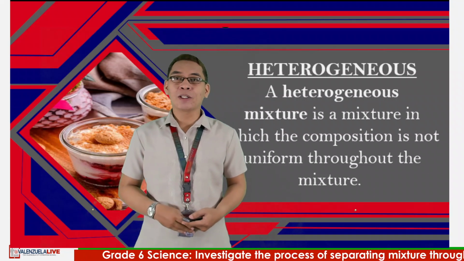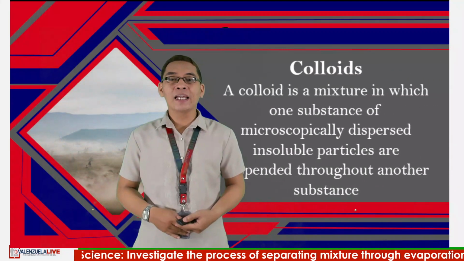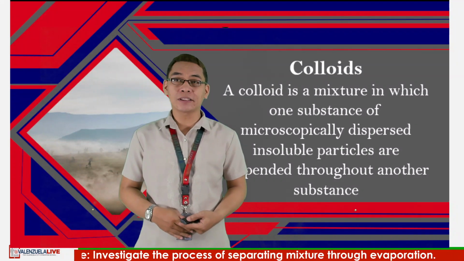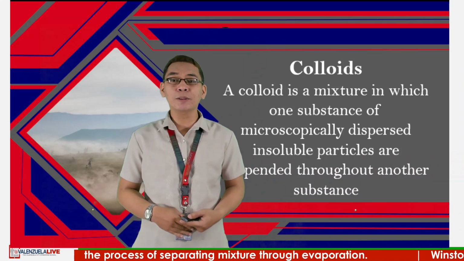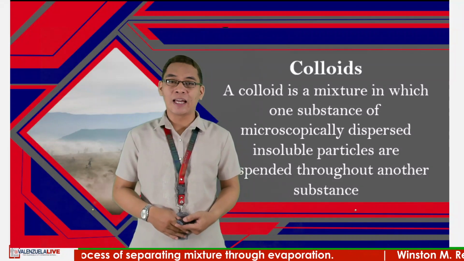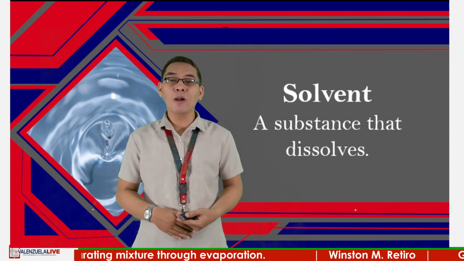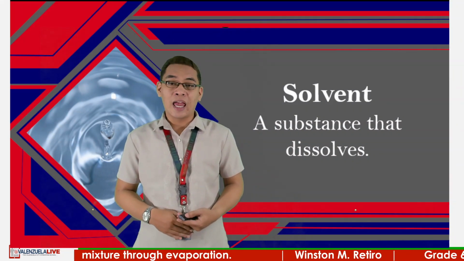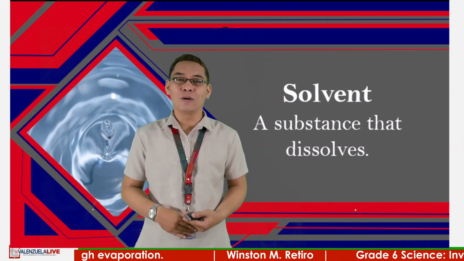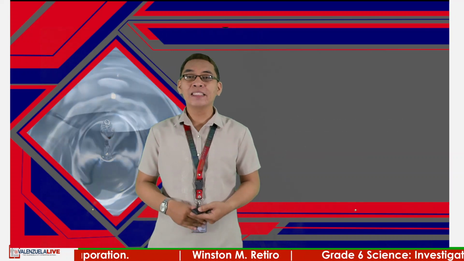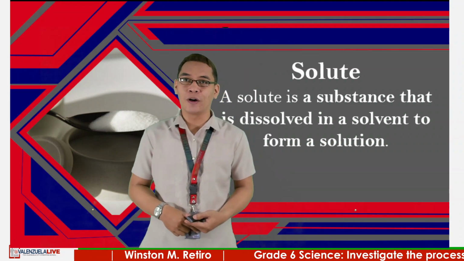Our previous lesson was about colloids. A colloid is a mixture in which one substance of microscopically dispersed insoluble particles are suspended throughout another substance. You are already familiar with the difference between solvent and solute. Again, what is it? Solvent is a substance that dissolves, while solute is a substance that is dissolved in a solvent to form a solution.